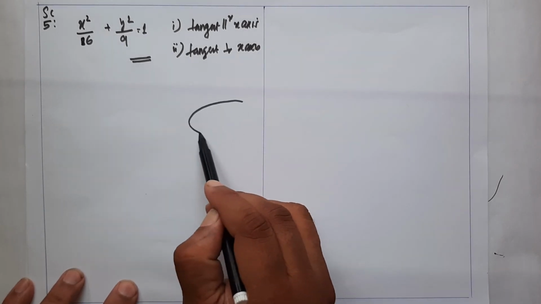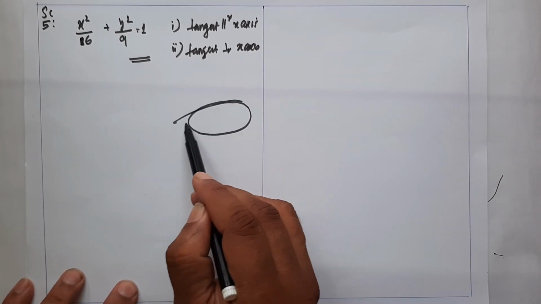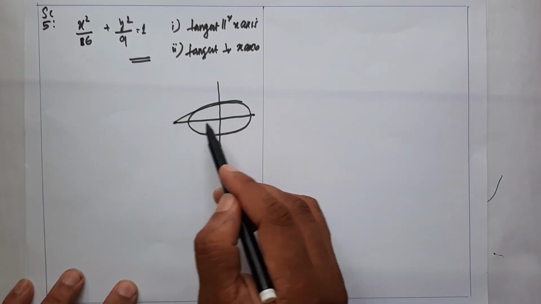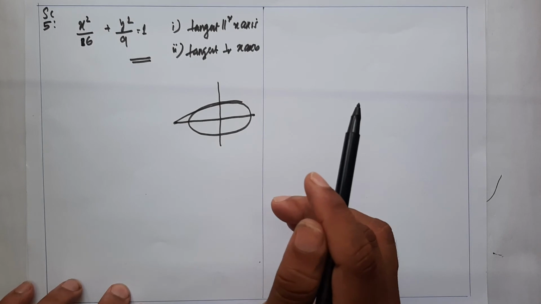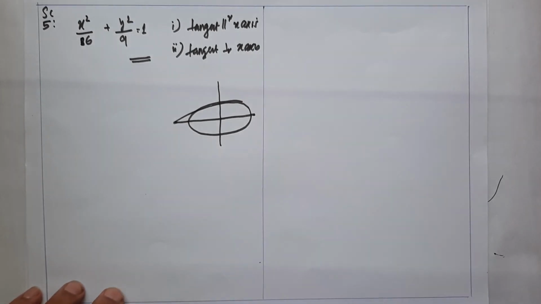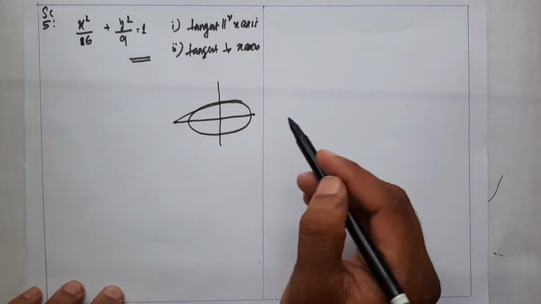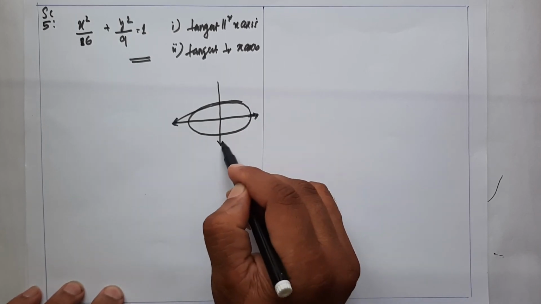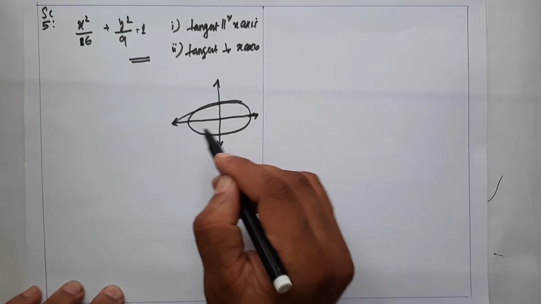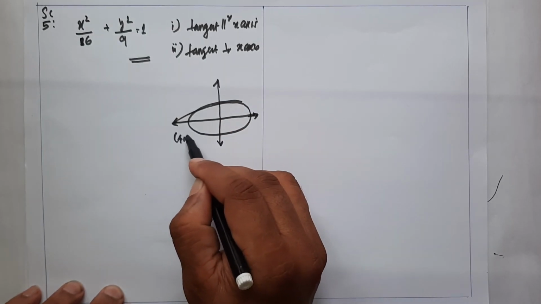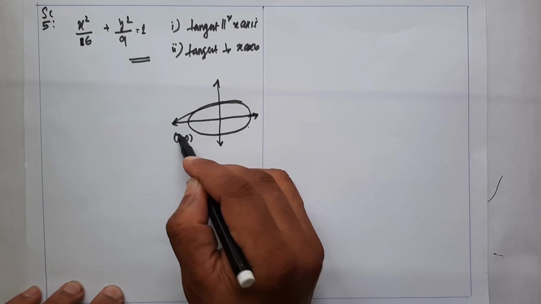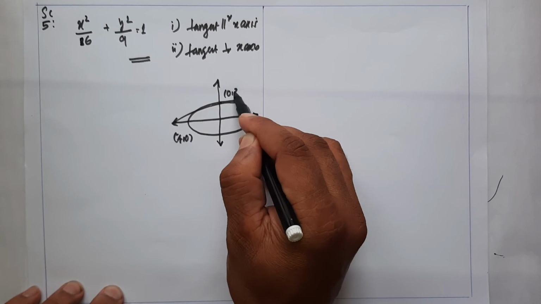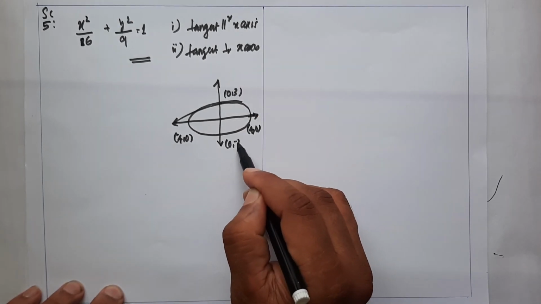Actually, x square by 16 plus y square by 9 is equal to 1 means here the curve intersects the x-axis at 4, 0 and minus 4, 0, and the y-axis at 0, 3 and 0, minus 3.